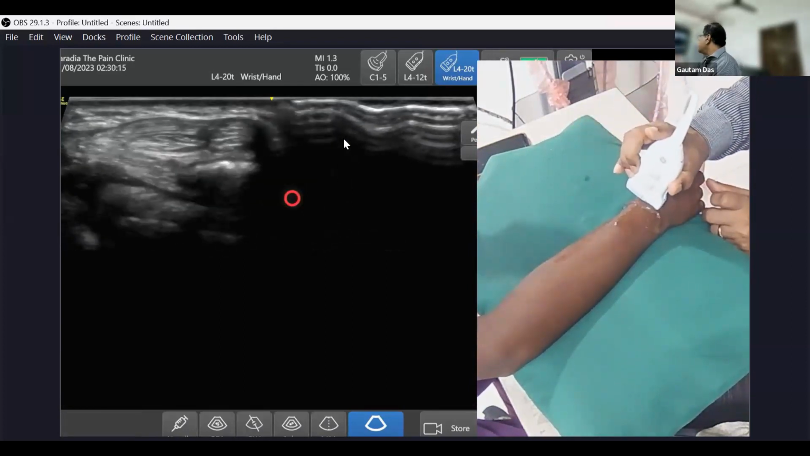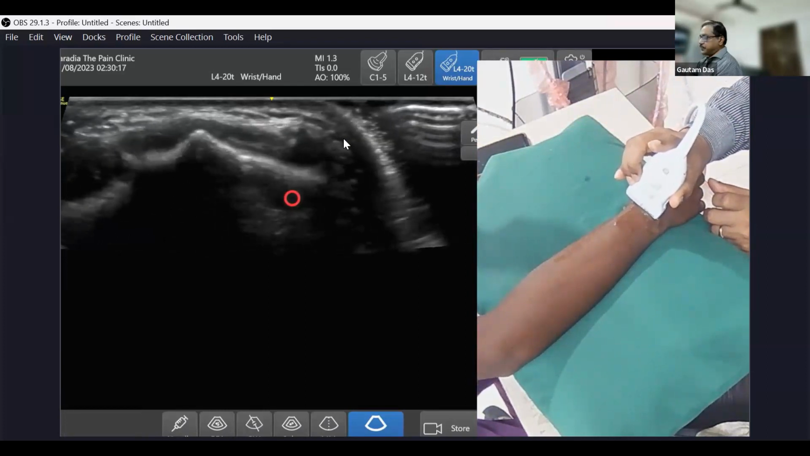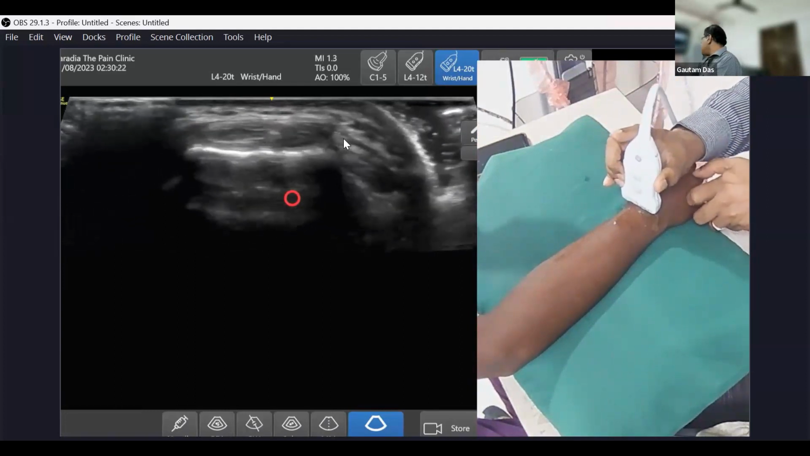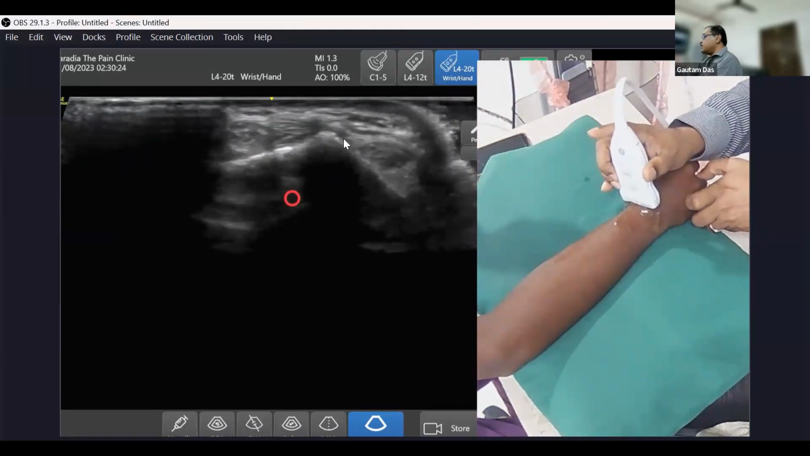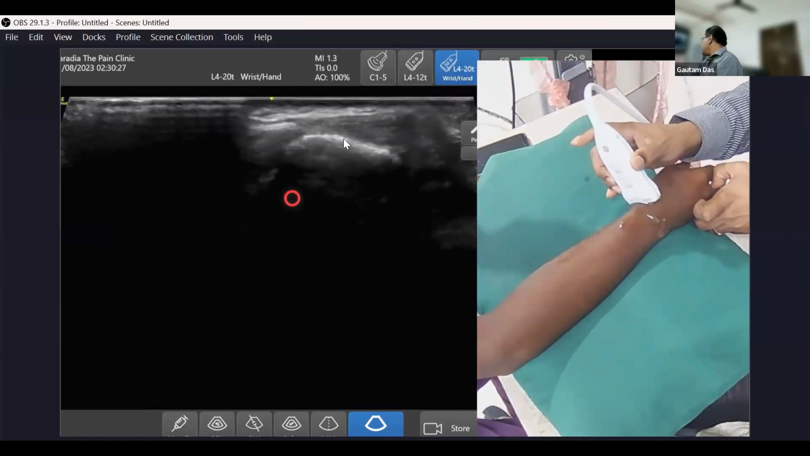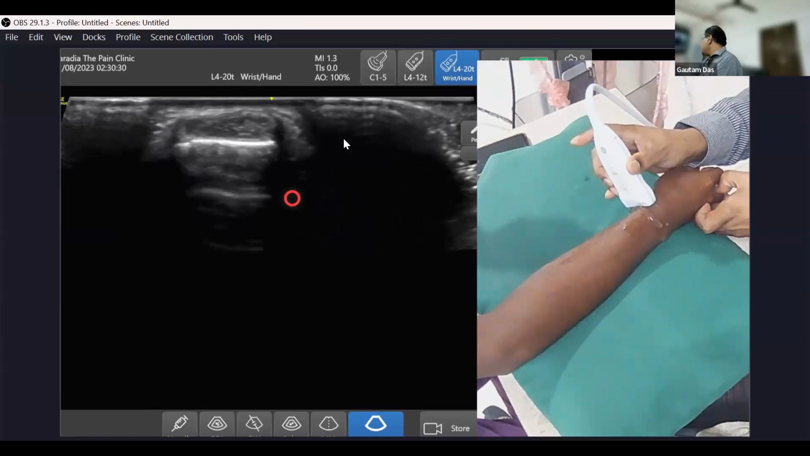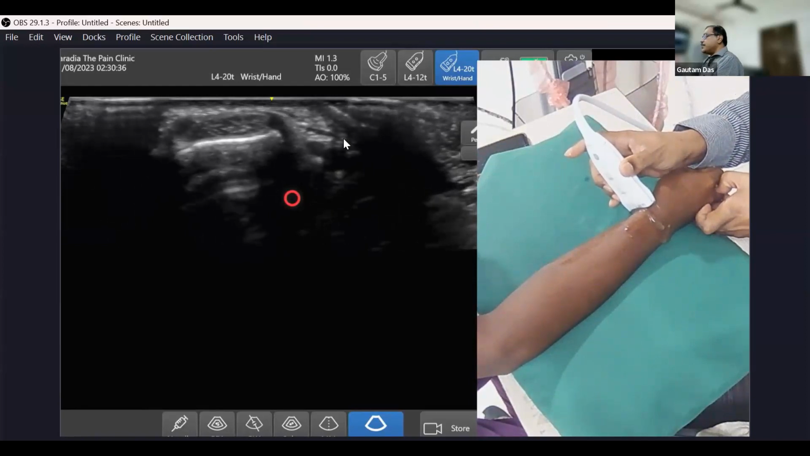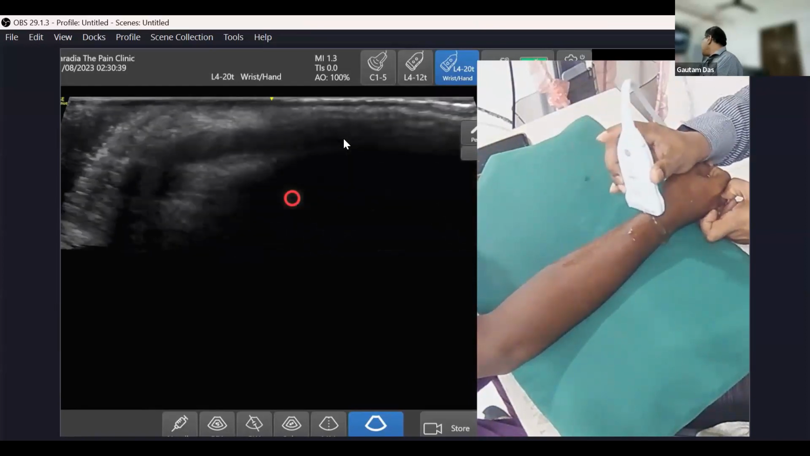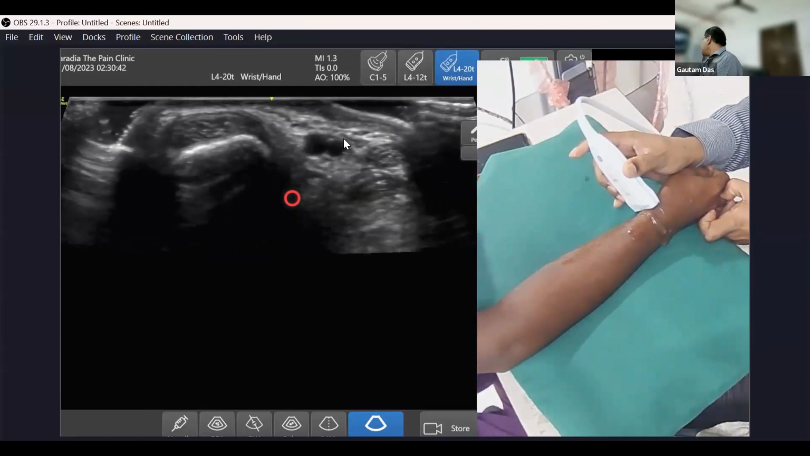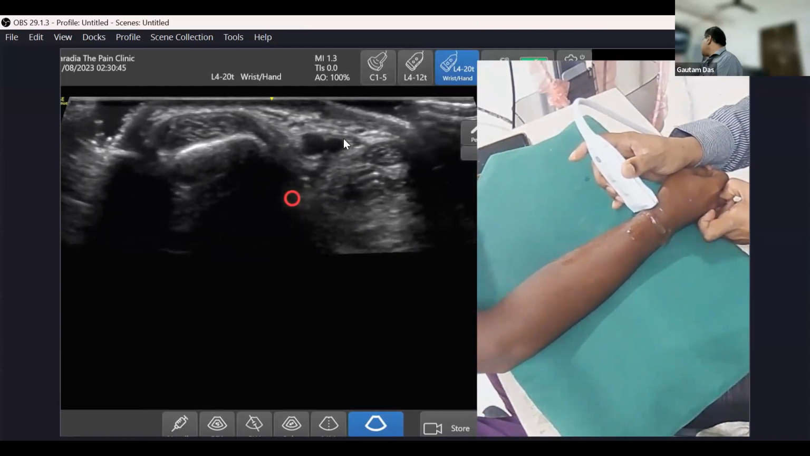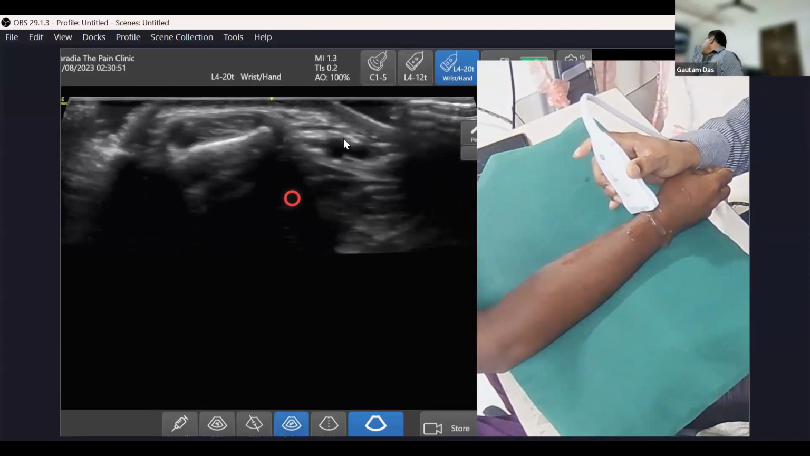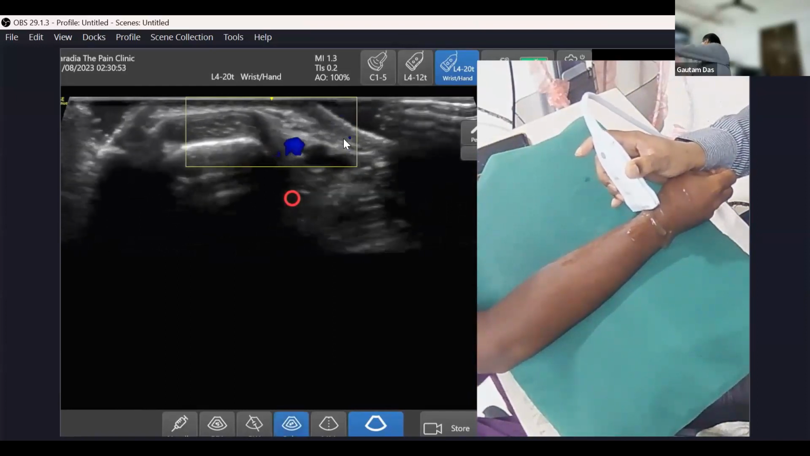So again, start from Lister's tubercle. This was your Lister's tubercle. And then from Lister's tubercle, I am coming to the radial side. So the first compartment, two tendons, is very nicely seen. And then I am turning the hand, and here you can see the two tendons nicely. So now see here, you can see the pulsations of the radial artery. If I am coming here, pulsation of the radial artery. I can give color also. So this was the radial artery.